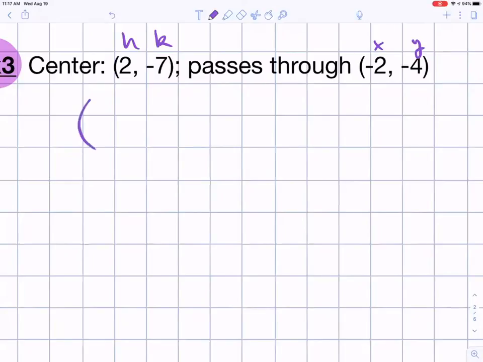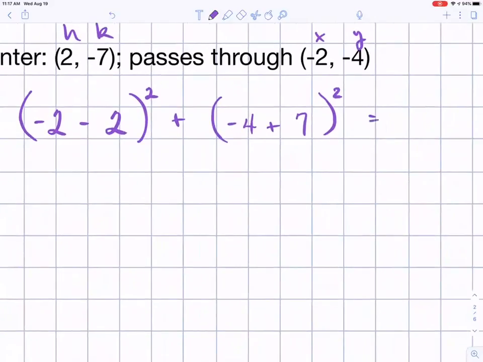So finding R, what are you going to write in for your first glob squared? What's going to go inside the glob? -2, because that's your X. And then what'd you say? -2, because that's your minus H part. All right, plus, let's get our second glob and square it. What's going to go inside for our second glob? -4 plus 7, quantity squared, is equal to, what's going to go on the other side? R squared. We don't know that, but the nice thing is it's the only unknown. Okay, so I can solve for that.